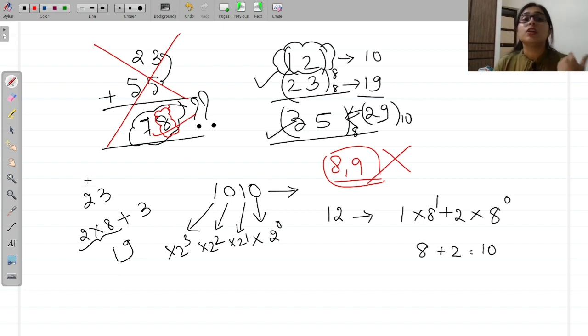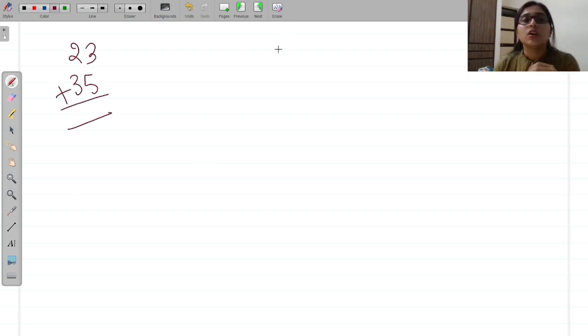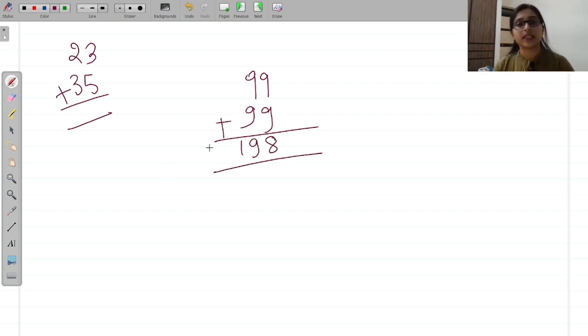So this is wrong. Now how are you going to solve such problems? 23 plus 35, you have to add this. So let us take 99 plus 99. You know the answer for this. What is the answer? 100, 100, 200, 200 minus 2, 198. So the answer will be 198.